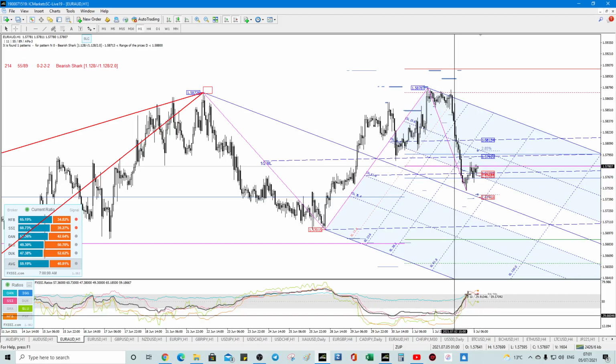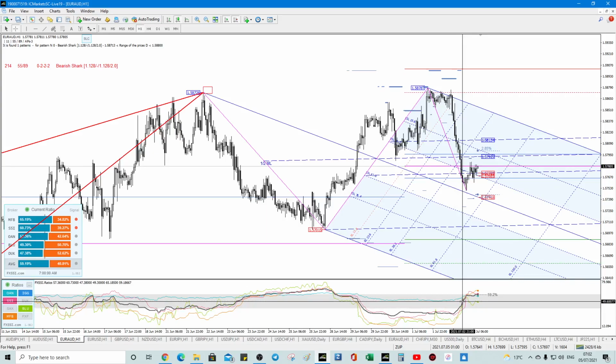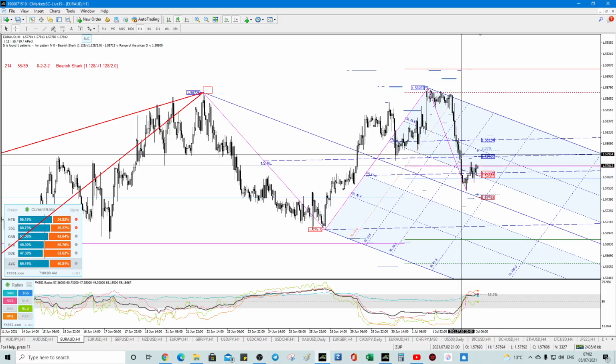So there's that move, and so you could potentially have got that as it crossed 50%. Admittedly, yeah, it wouldn't have been that great. How big is that? That's a 50 pip move.